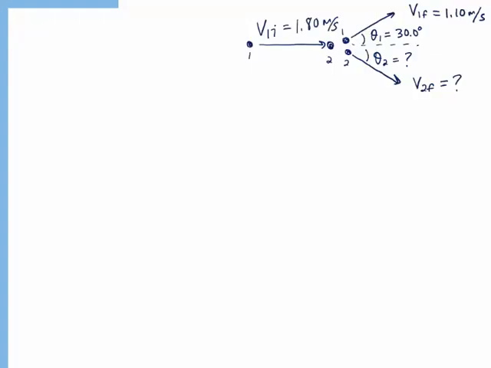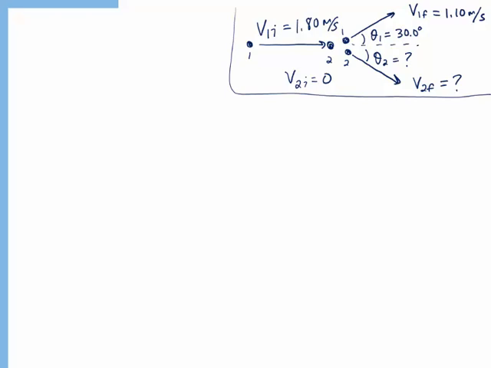Okay, let's go through this together. So again, here's our picture of what's happening in the collision. Object 1 is coming in with an initial velocity of 1.8 meters per second. Object 2 is initially at rest, so I'll just add that here. v2 initial is 0. And then we know what happens with object 1. We know its final velocity and the direction it goes off in, but what we're looking for is what happens to object 2. What's the magnitude and direction of its final velocity? So those are the things we're trying to find.